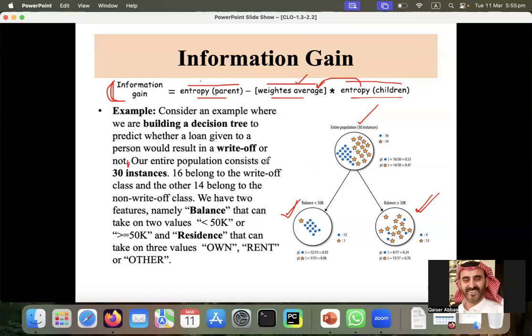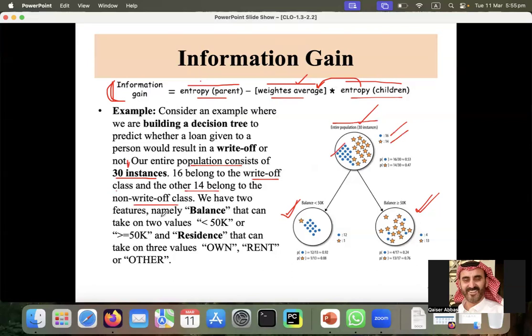One entire population consists of 30 instances. So this is your data set, which consists of 30 instances or people. 16 belong to the write-off class, and 14 belong to the non-write-off class. As you can see here, the entire population is 30 instances. And here 16 are blue, which are write-off, and 14 are stars, which are not write-off.